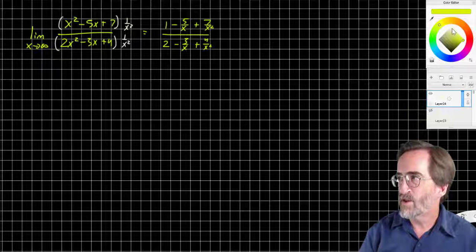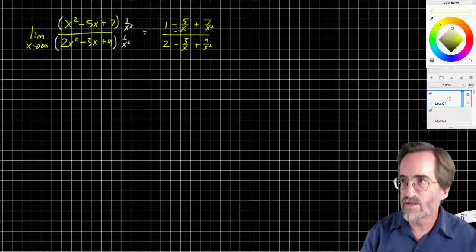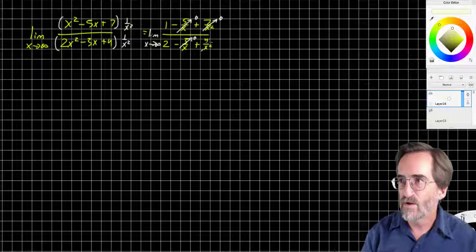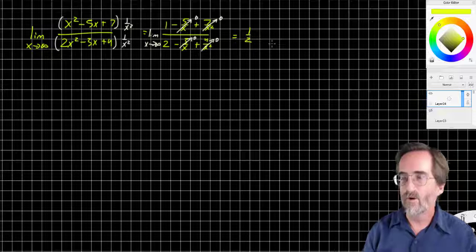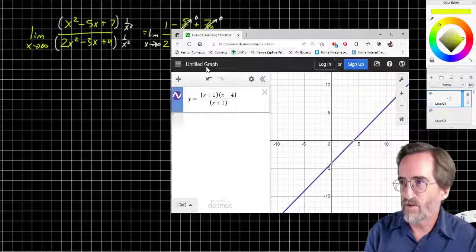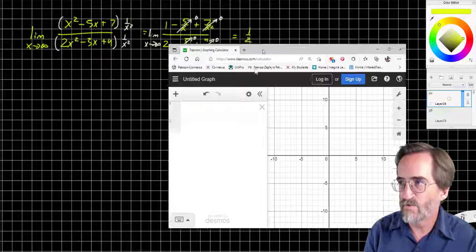And anything where we have x or x squared in the denominator is going to go off to 0, the limit as x approaches infinity. As the denominator goes to infinity, the fraction goes to 0. 0, 0, 0. And this limit is 1/2. Okay? And in fact, if I check the graph here, I think that's what we're going to find.